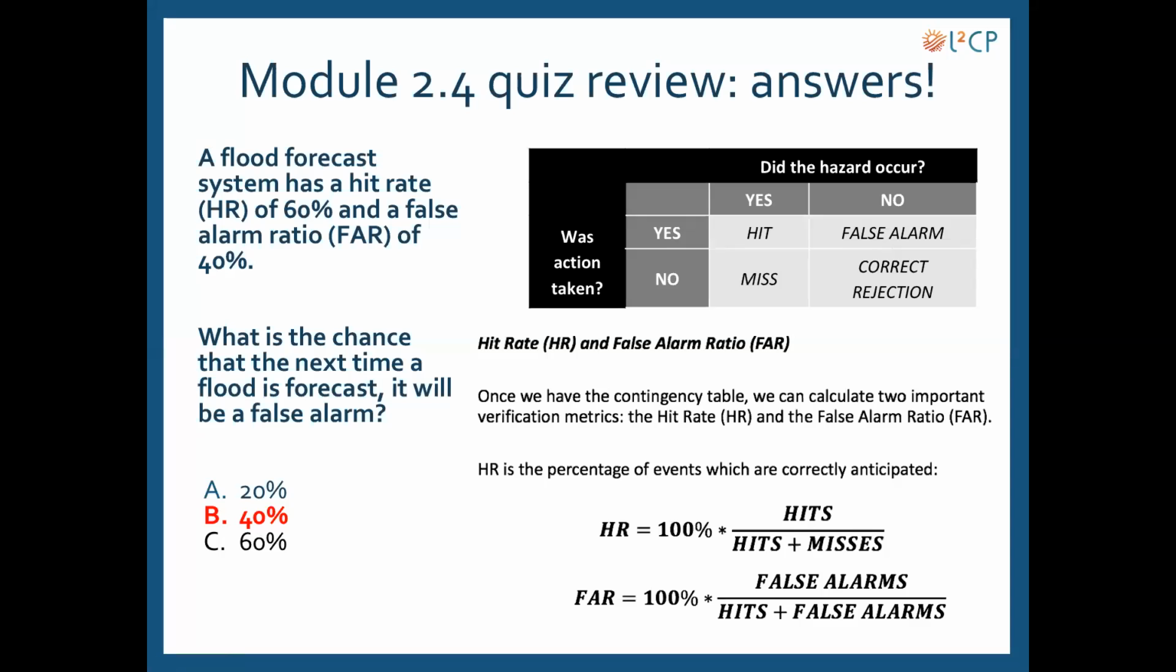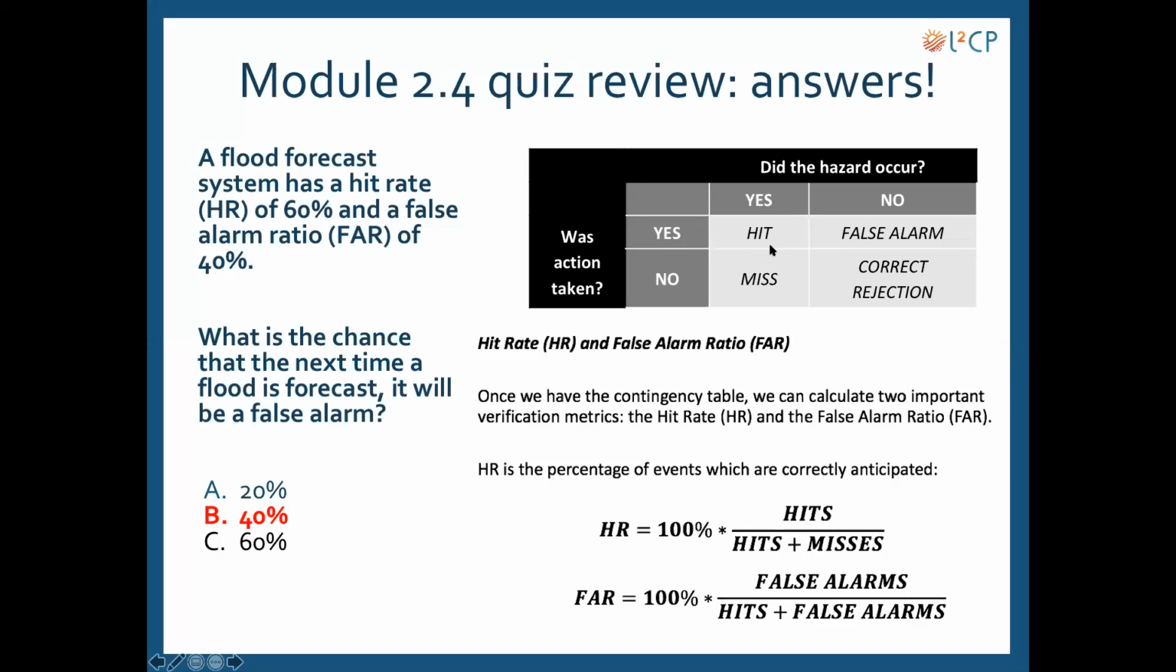Once you have that contingency table, you can calculate those two metrics, the hit rate and the false alarm ratio. The hit rate is the percentage of events, in this case the percentage of floods, which are correctly anticipated. To calculate that, we take the total number of floods, which is the sum of hits and misses, and ask what percentage of those were hits. So hits divided by hits plus misses. In this case, the hit rate was 60%, so 60% of floods are correctly forecast. The next metric is the false alarm ratio, which is the percentage of forecasts which were false alarms. So we ask, what's the total number of forecasts? That's the total number of flood forecasts.